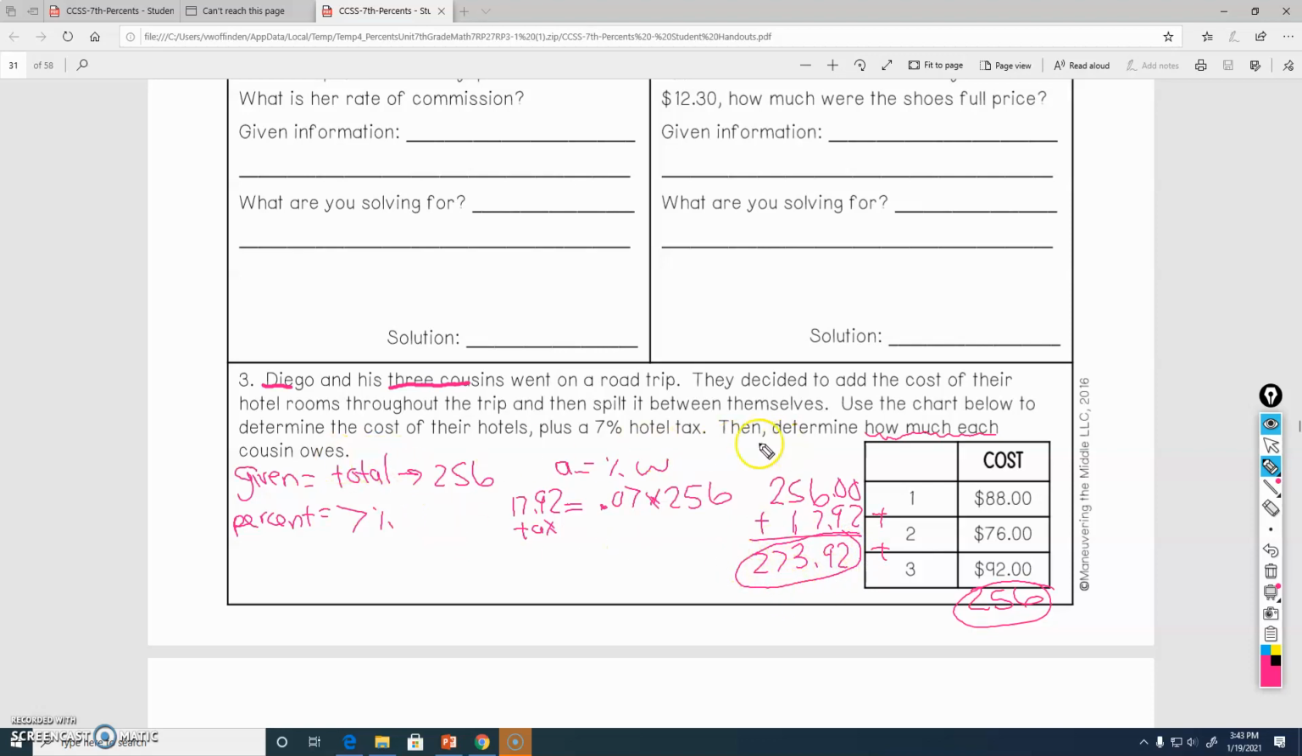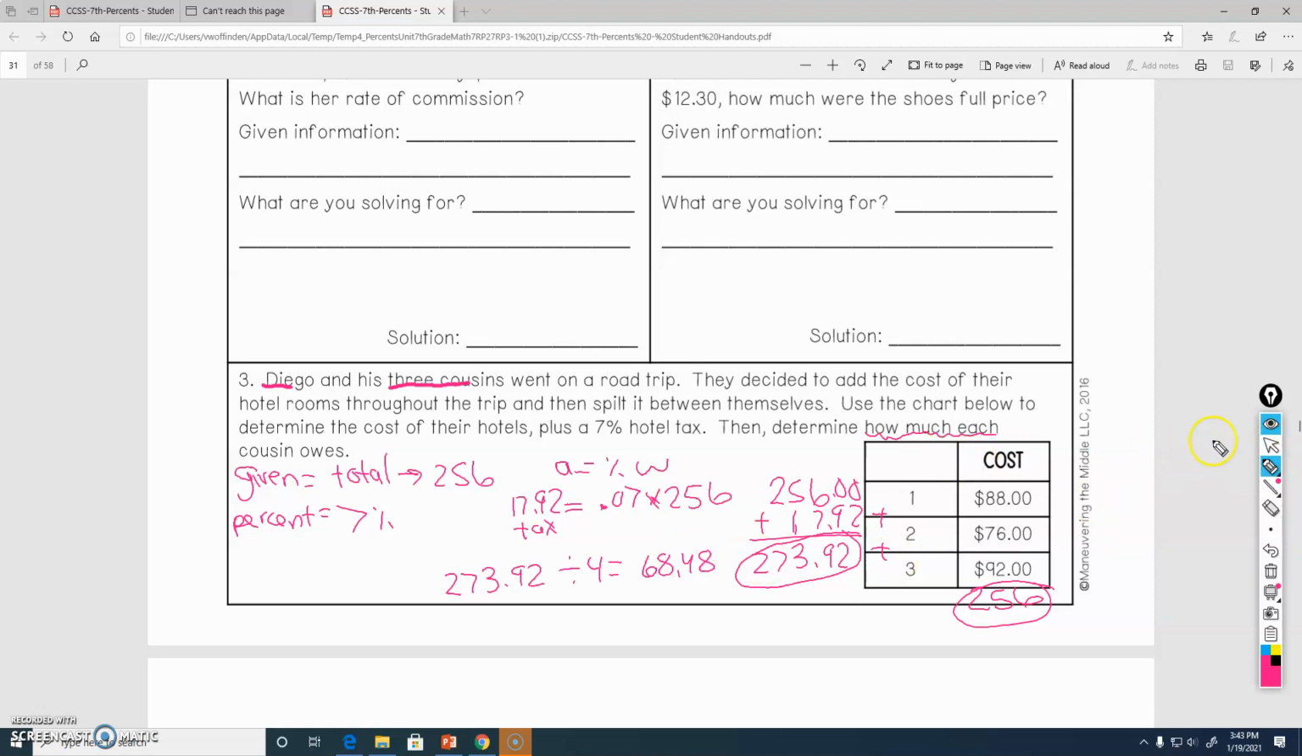Let's go back to the question. Determine how much each cousin owes. Well, there's Diego and his 3 cousins, so there's 4 of them. $273.92 divided by 4 will give me how much each person owes. And it should be $68.48.